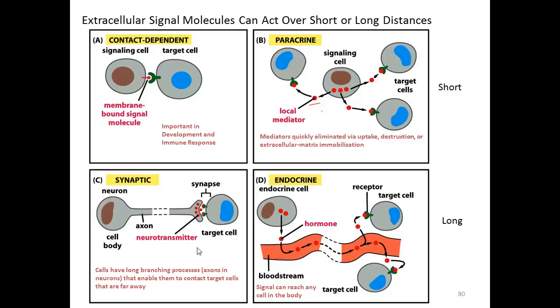Nerves are a specific example of a signal that can go over a long distance overall because of the action potential, although the chemical synapse is always a small region.